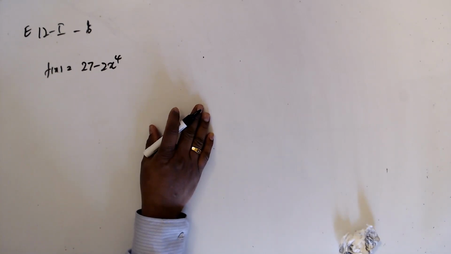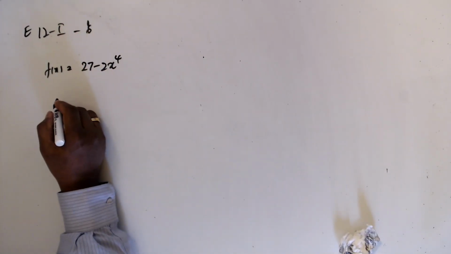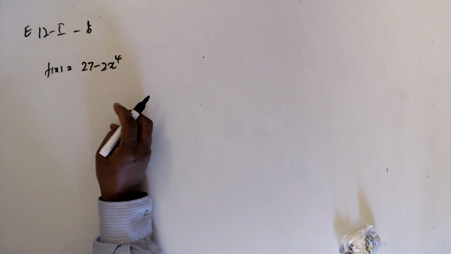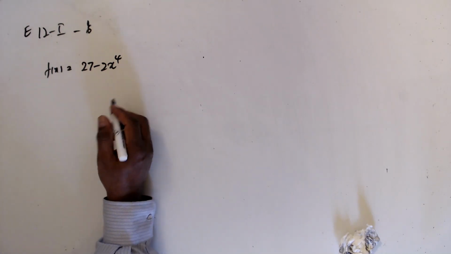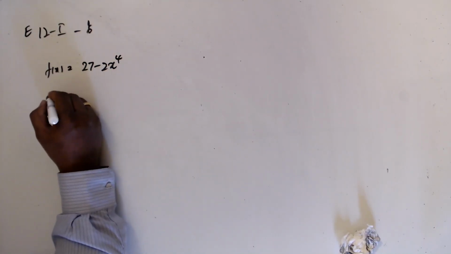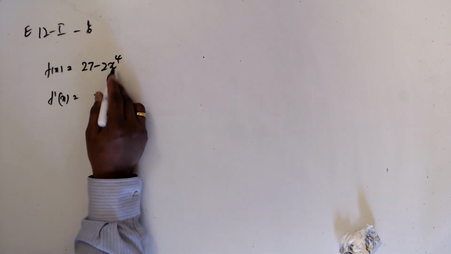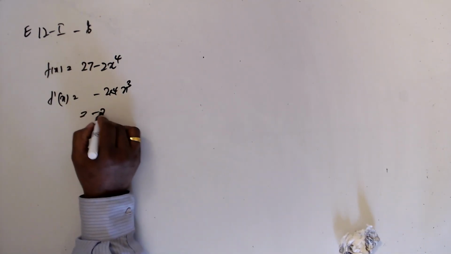Find the maximum and the range of values. Okay, first of all, the question gives that the point is a maximum, but still we have to confirm. Let's see. Now this is f(x), so we'll find f dash x as usual. This is going to be 0 minus 2 times 4 times x cubed, which is minus 8x cubed.